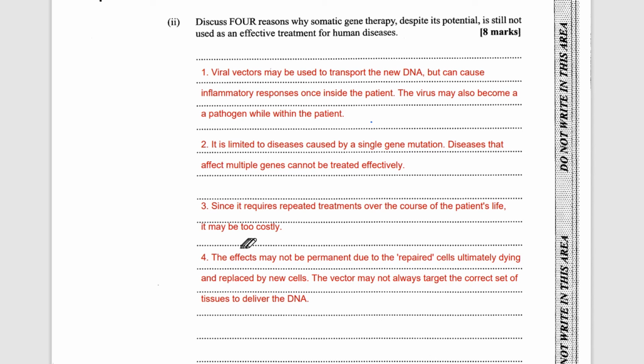The other thing here is that the effects may not be permanent, because the repaired cells might actually die instead of proliferate. What you want to depend on is that those repaired cells proliferate, that they divide and form new good ones. So that's not really likely to happen. They might just ultimately die and be replaced by new cells. And the thing is, we can't really tell the virus which cells to invade. Not all of them might be bad. So they may not always target the correct set of tissues to deliver the DNA. They might end up delivering it to other cells instead. And it basically is inefficient in that way.